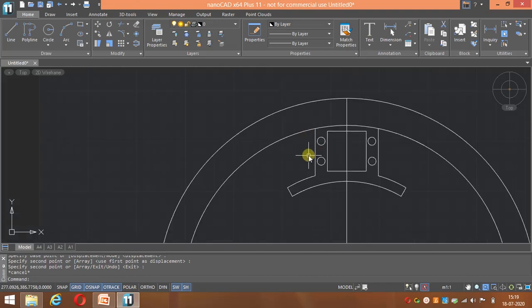So I should have field windings also here, but the field winding data is not given. Let me select appropriate field winding data. So for that, let me turn off this O snap and then O track, so that there will be no disturbance.